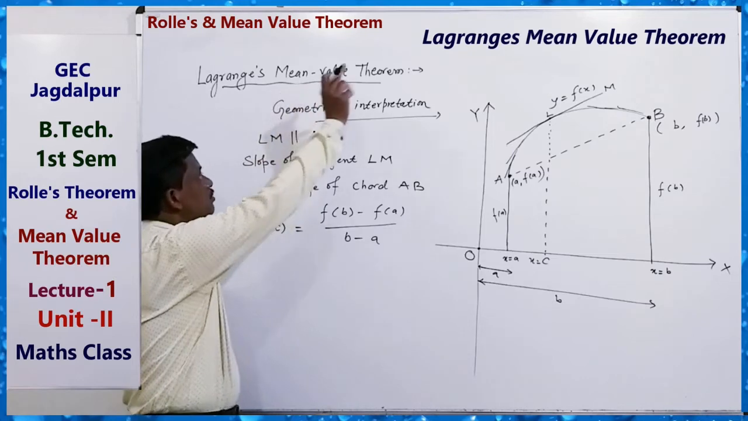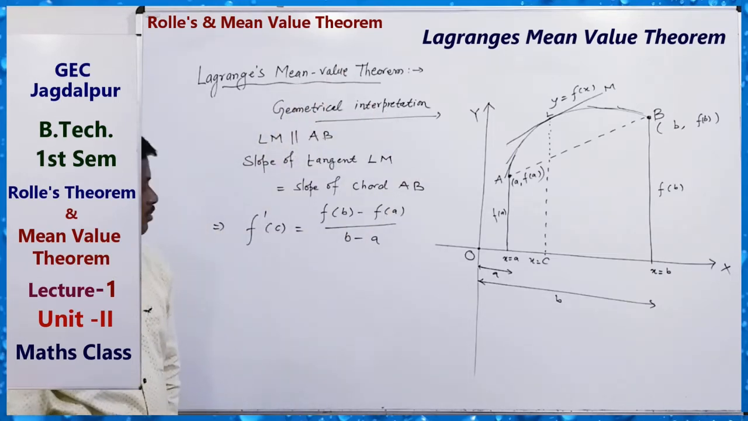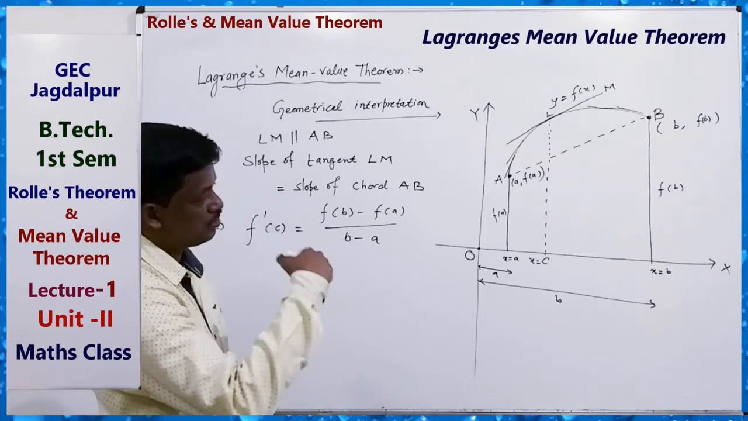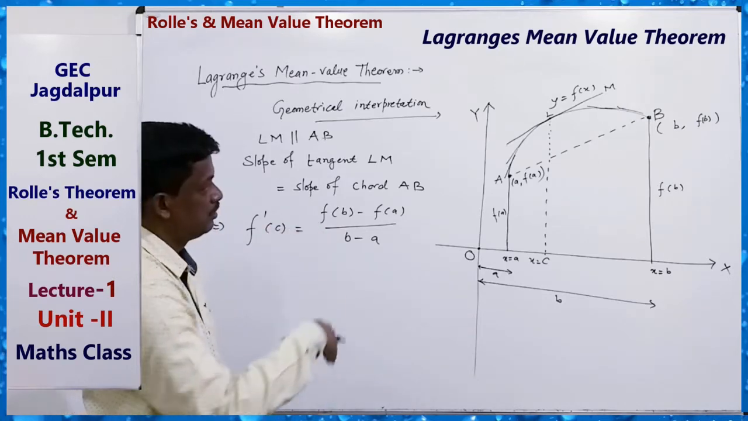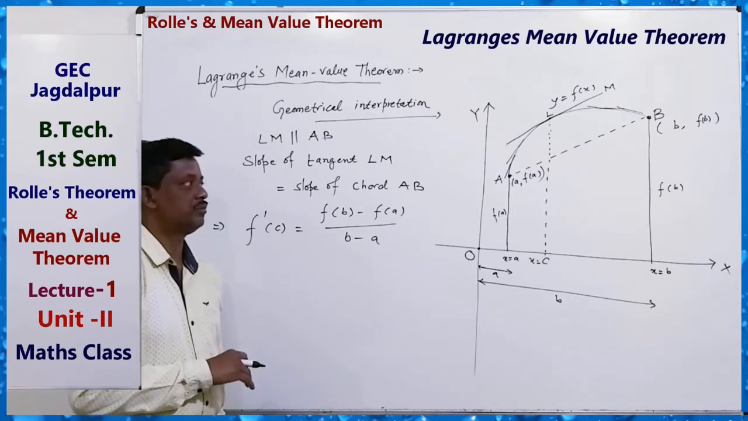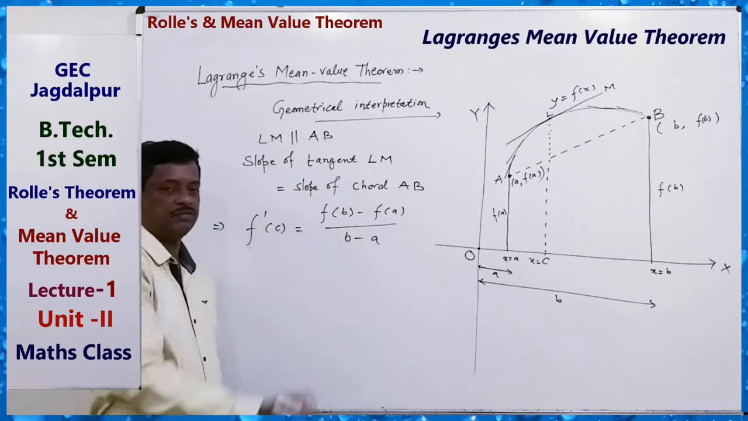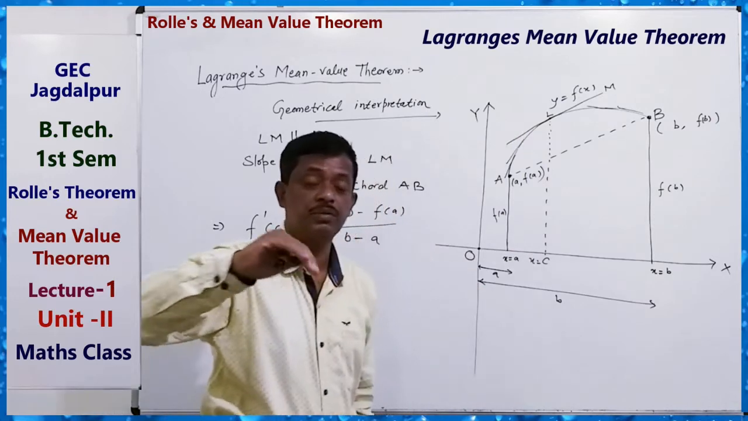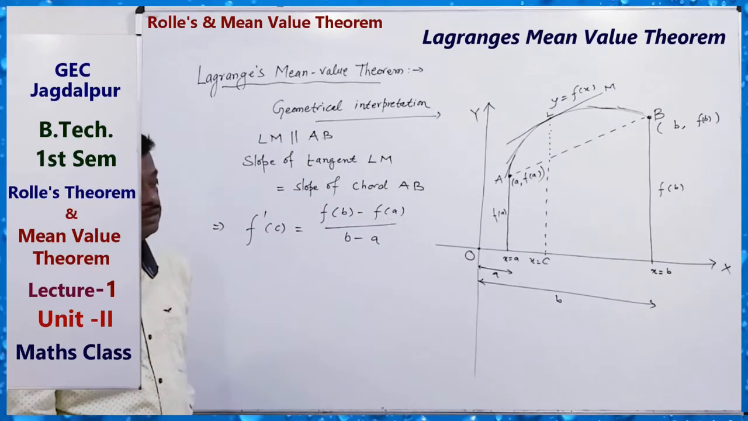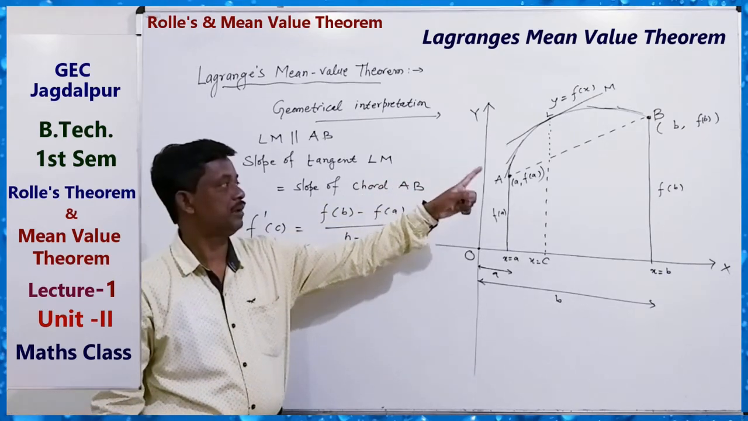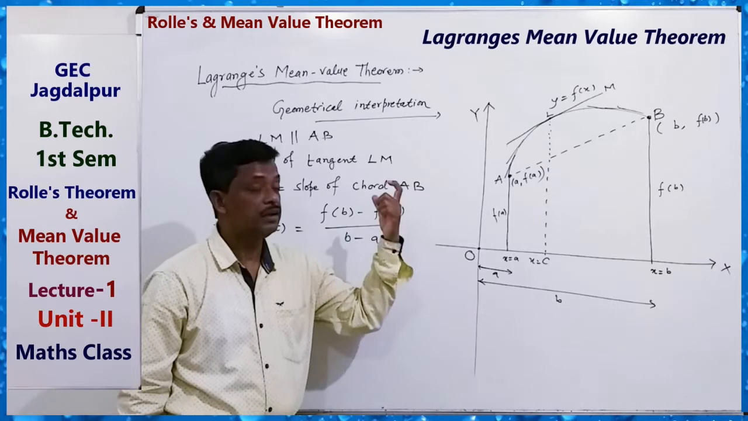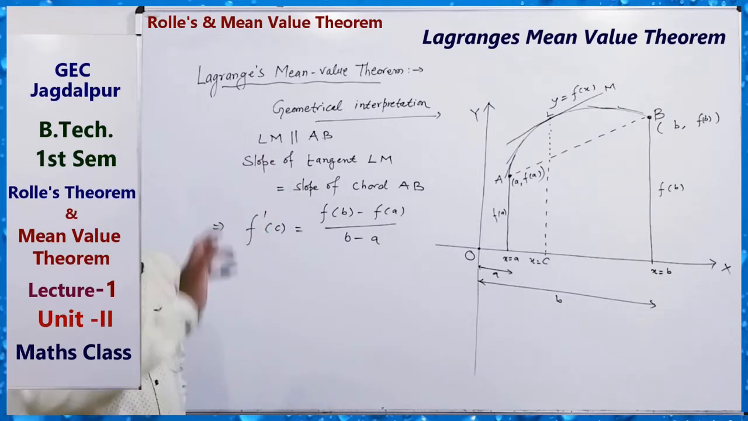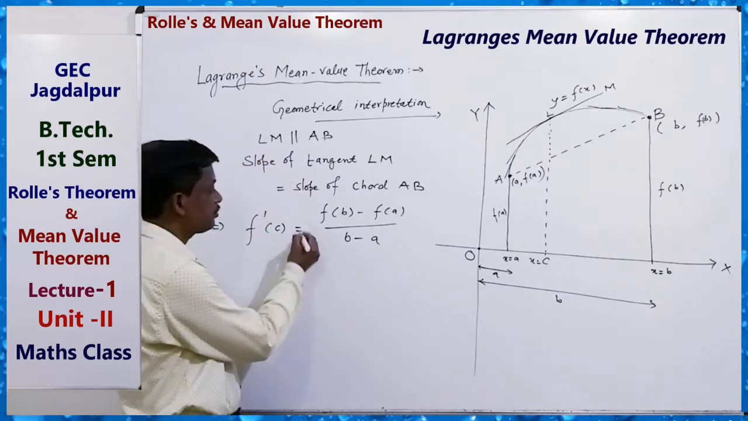That is, the geometric mean value theorem says what? If function f(x) is continuous from x equal to a to x equal to b, then at each point of the curve having some tangents, there will be a point at which tangent is parallel to the chord joining the points (a, f(a)) and (b, f(b)), the end points of the curve. So this is the geometrical meaning.